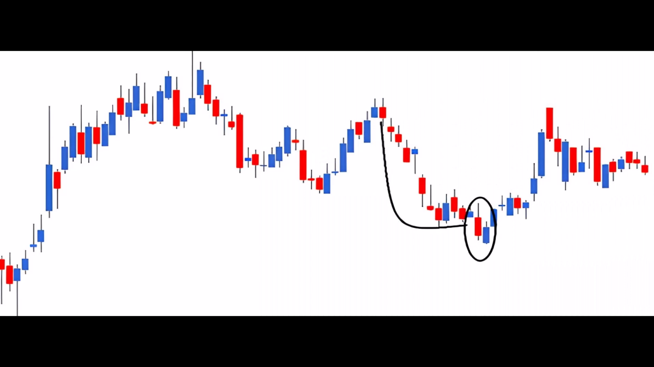In this chart, P2's blue candle engulfs just under 50% of P1's red candle. Consequently, we do not categorize this as a piercing pattern.